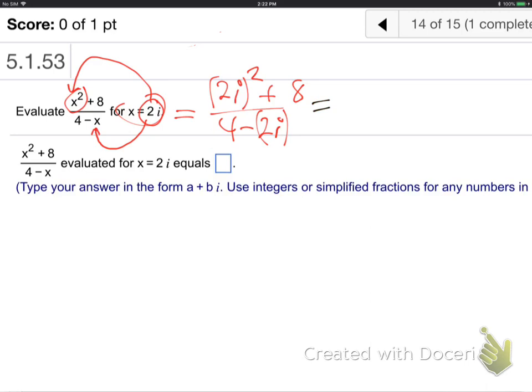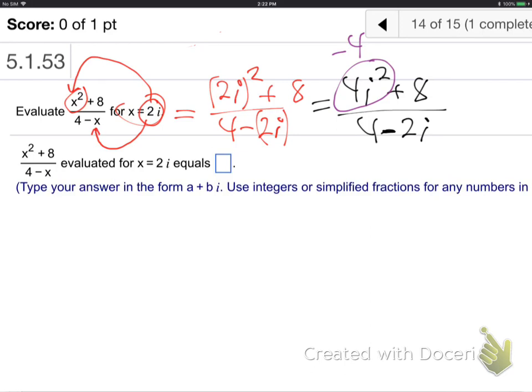So then what do you get there? 4I squared plus 8 over 4 minus 2I. Is that good? How are we doing? Are we having fun? Is this good? Kind of messy stuff, isn't it? And what's 4I squared? Negative 4. Isn't that negative 4? Because I squared is negative 1. We never leave I squared, right? That's negative 1.